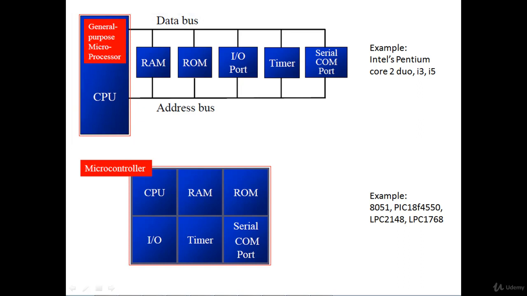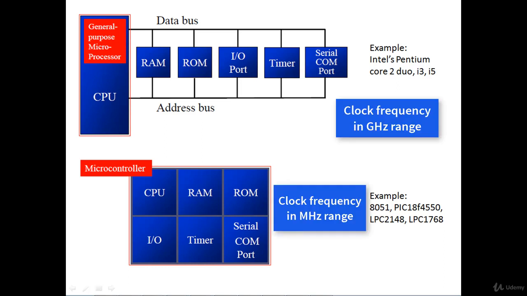The clock frequency at which microprocessors operate is very high as compared to microcontrollers. Normally microprocessors work in the gigahertz frequency range while microcontrollers work in the few megahertz frequency range.